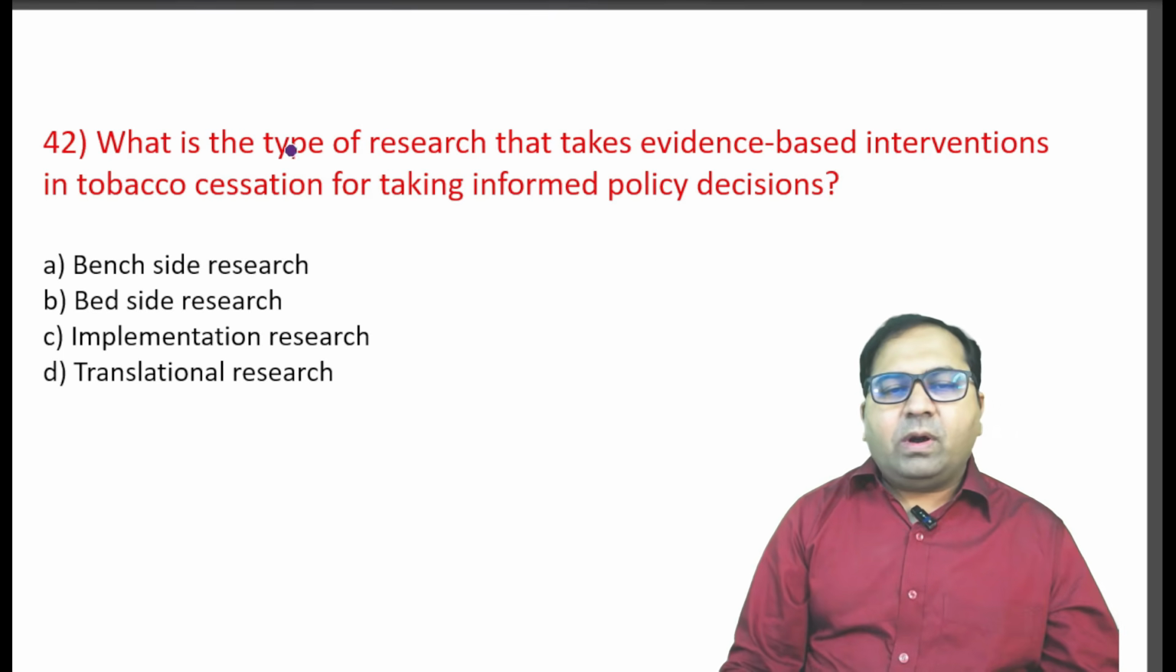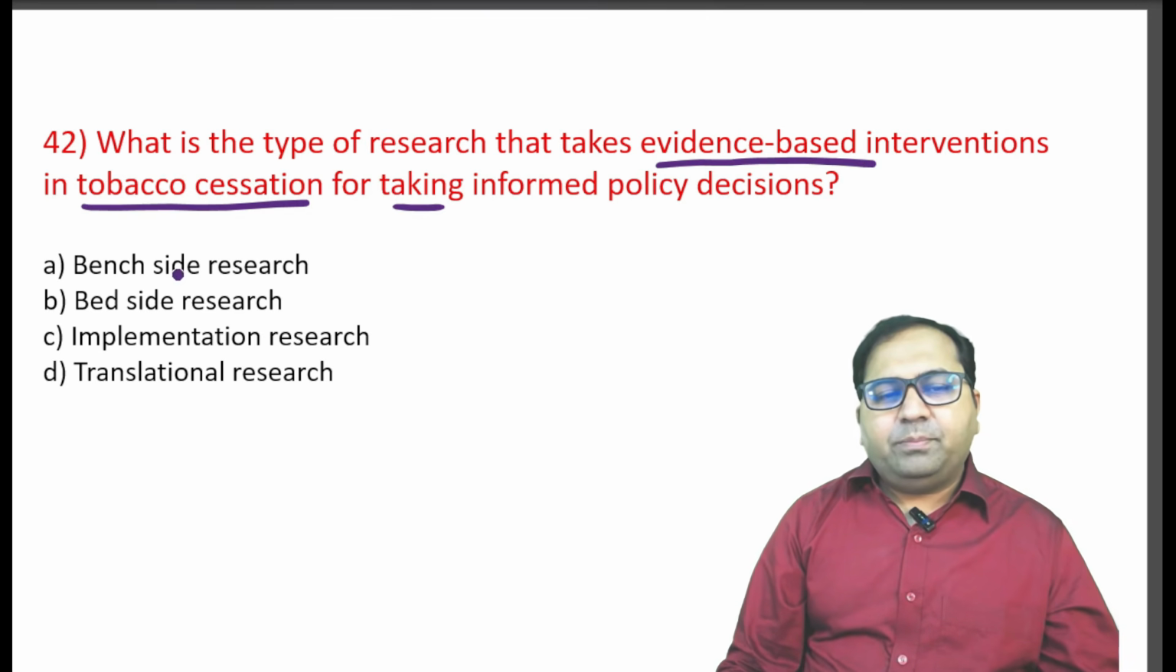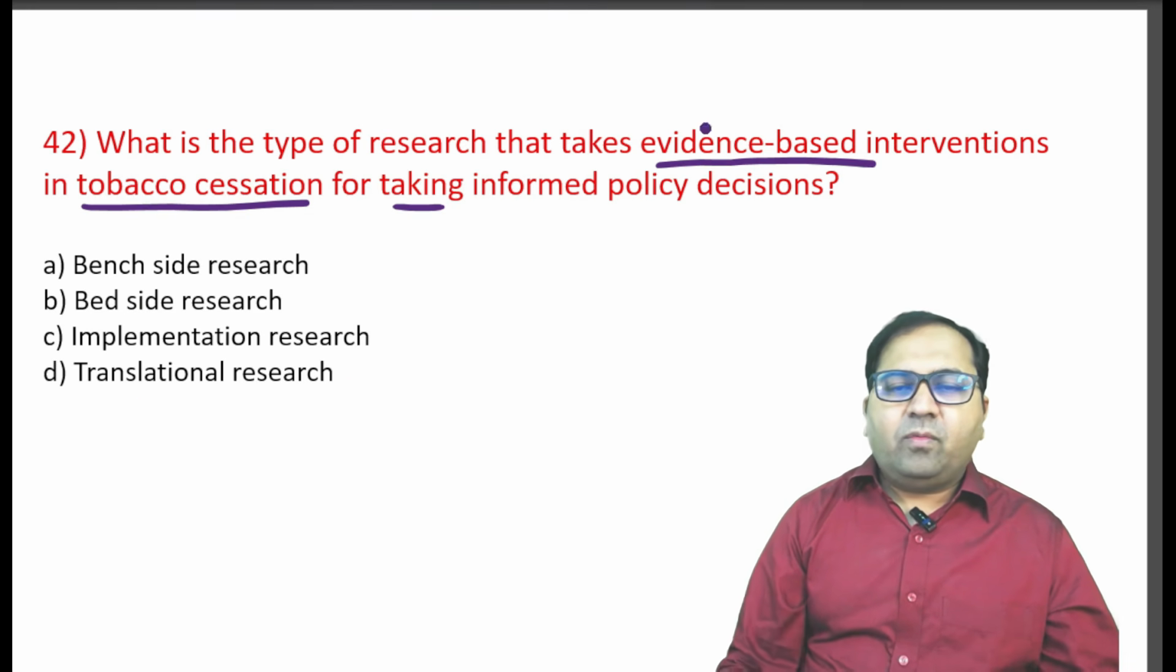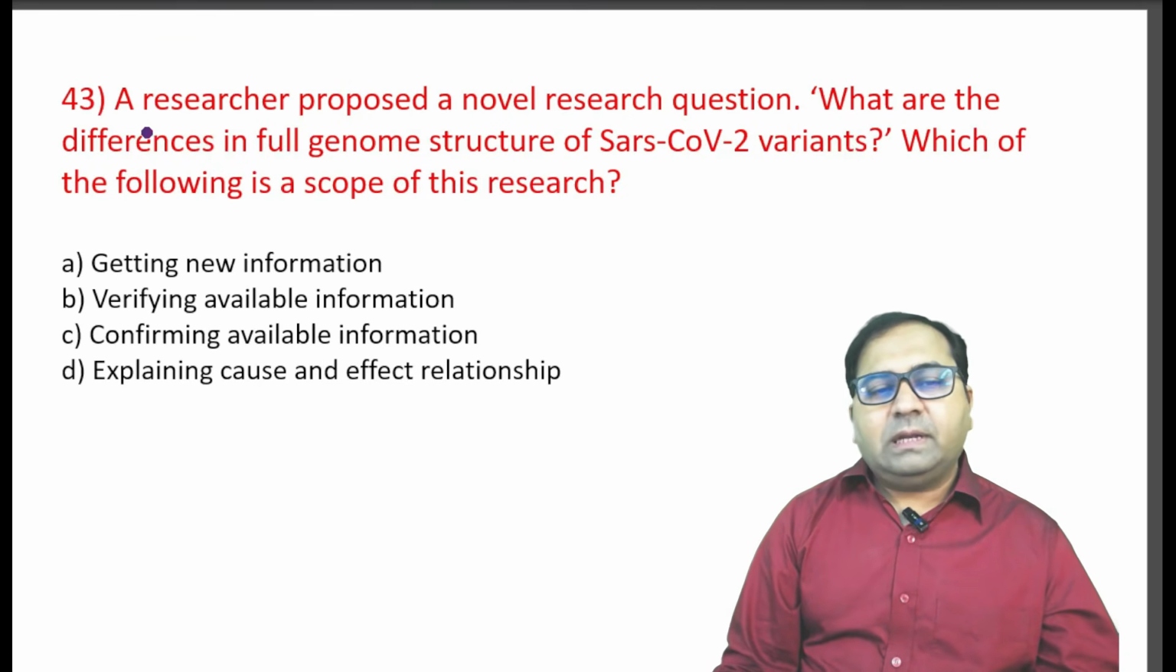Next question. What is the type of research that takes the evidence-based interventions in tobacco cessation for taking informed policy decisions? So the options are A, bedside research; B is bedside research; C is implementation research; and D is translational research. So what is the intervention? Intervention is tobacco cessation. Okay, so you are implementing something. So this is an implementation research. Okay. Let us start the next question.